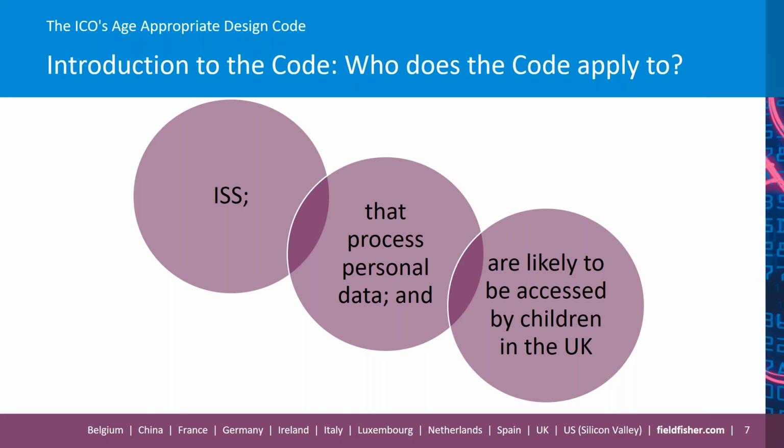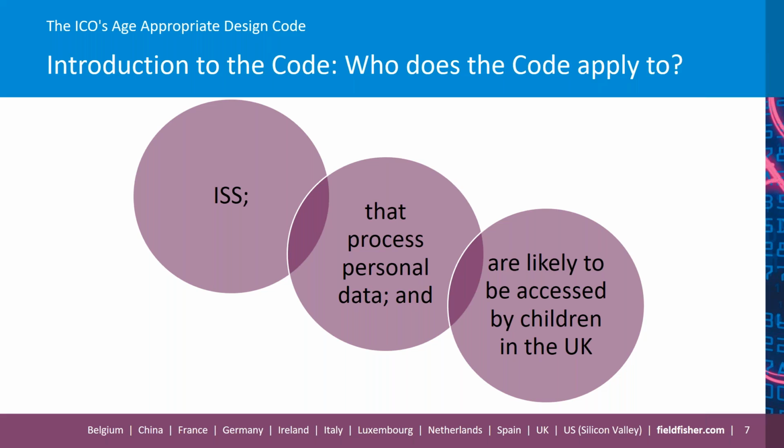So now to look in a little bit more detail at who the code applies to. As mentioned, it applies to providers of information society services, ISS, that process personal data and are likely to be accessed by children in the UK. So looking firstly at information society services, the definition of this essentially captures most companies that provide online products or services, including apps, programs, websites, games, and connected toys or devices, both with or without a screen.